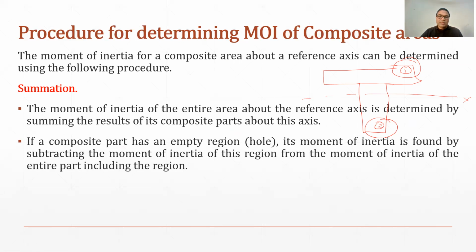I will be solving some examples. One more thing we need to understand is that there may be a hole in the composite area. For example, there is a circular hole in this T section. In that case, there will be 3 areas: rectangle 1, rectangle 2, and this time the circle becomes the 3rd. We will calculate the moment of inertia of this circle also, but in the summation we will add the moment of inertia of rectangles 1 and 2, and because this is a hole, we will deduct the moment of inertia of the circle. It is as simple as that.